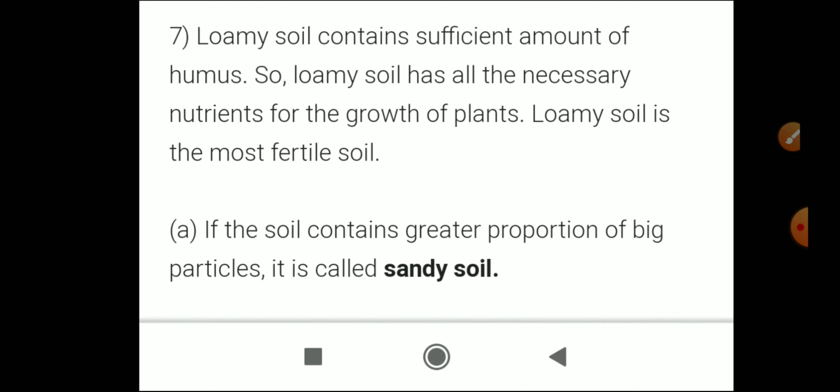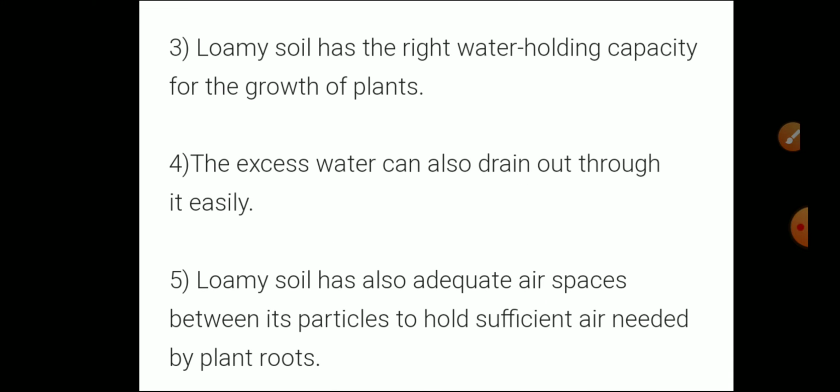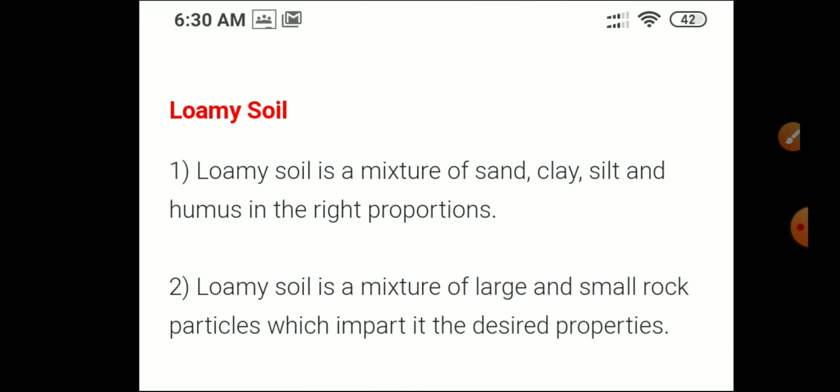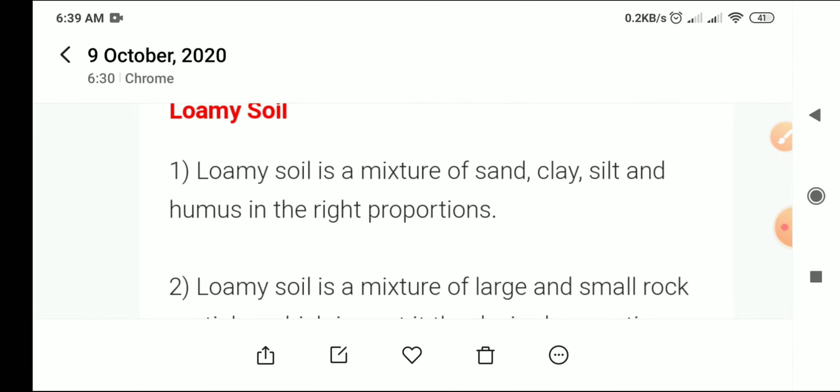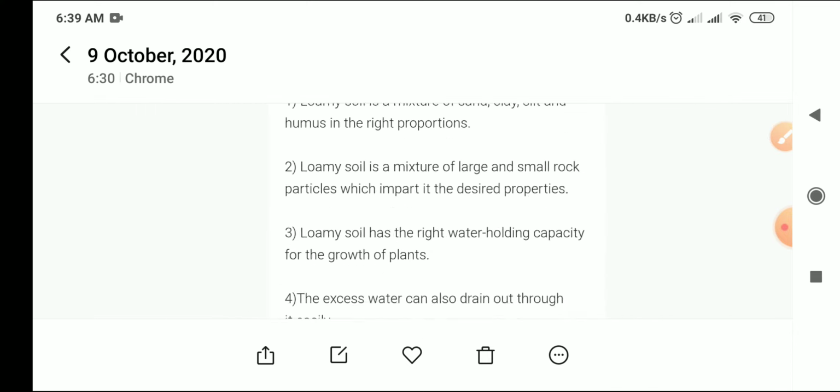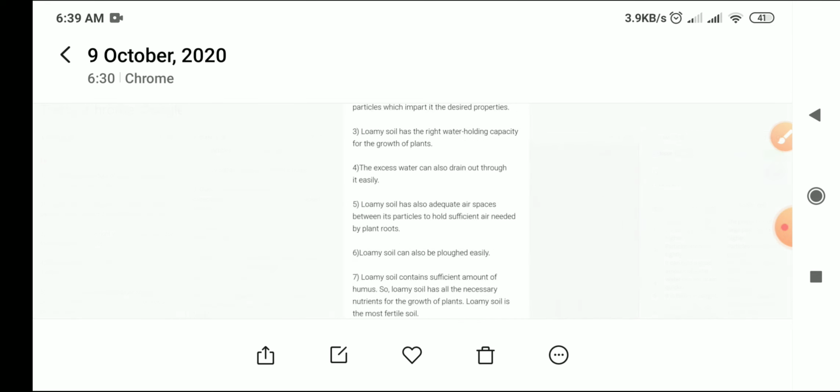Okay, and if the soil contains a greater proportion of big particles, it is called sandy soil. It depends: if it has more sand in it, it will be referred to as sandy soil. Okay, so hope it is clear to you all what the differences are between sandy soil, loamy soil and clay soil. Again, I'm reminding you, sandy soil has very large particles inside it, and clay soil has very limited space between them.